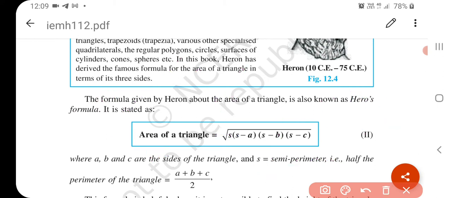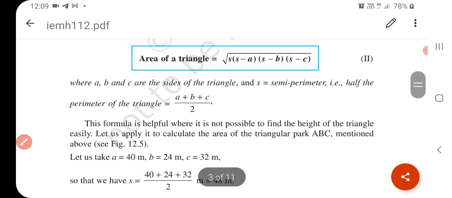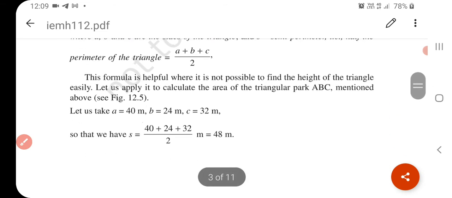Now s is the semi-perimeter and a, b, c are the sides of the triangle. Okay, understand? So this formula is helpful where it is not possible to find the height of the triangle. If somewhere finding the height of a triangle is not possible, this formula will still be useful to find the area of any triangle.